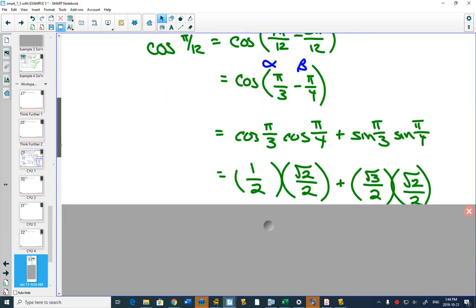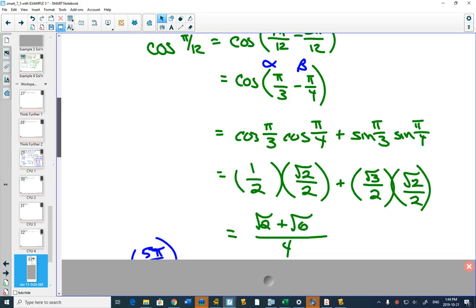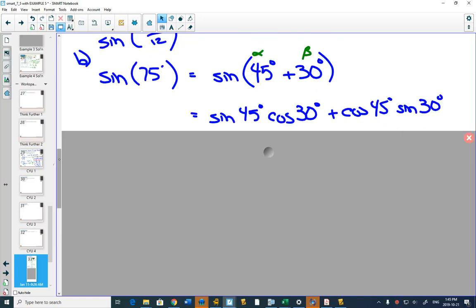How do we multiply fractions? Multiply the numerators, multiply the denominators. Can you see that you're going to already have a common denominator of 4? So then you just need to add the tops, and it will be all over 4. I'll get you to finish it up from here, and then I'll put up the answer in a bit.